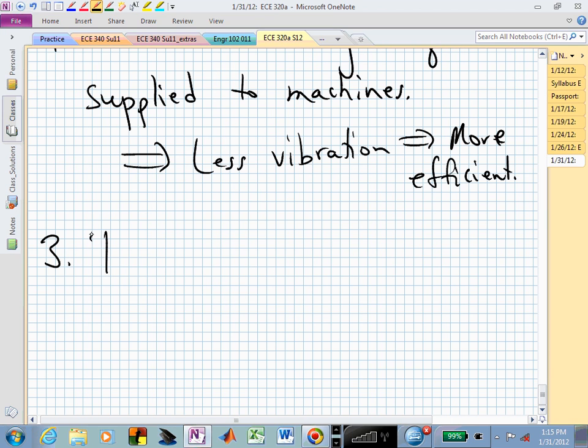Finally, what we will talk about is something, this is really what we will focus on, and that's balanced three-phase power. And we'll talk more about that pretty quickly.